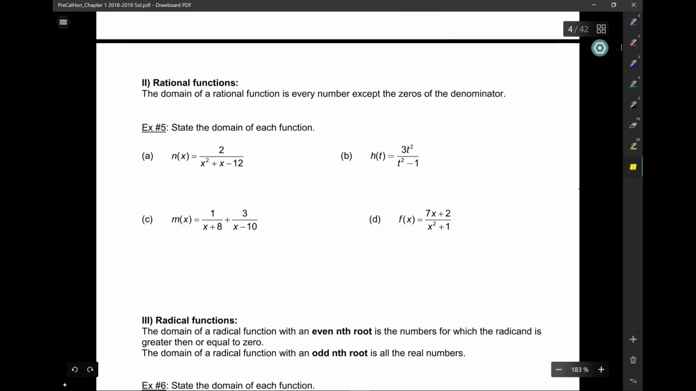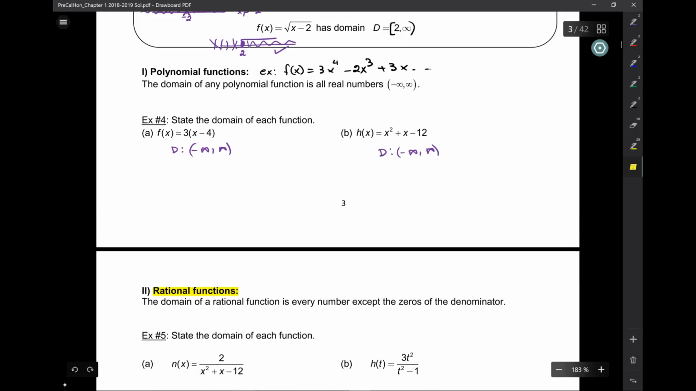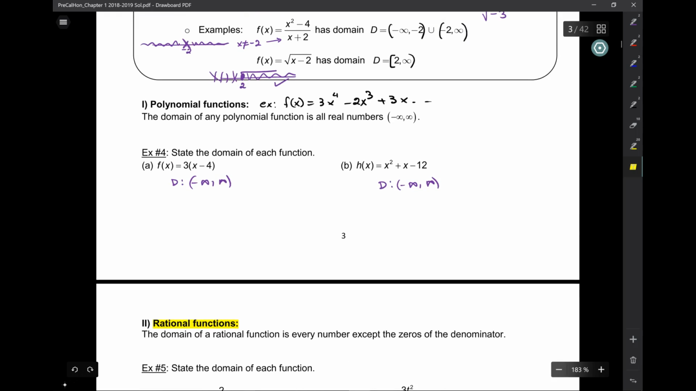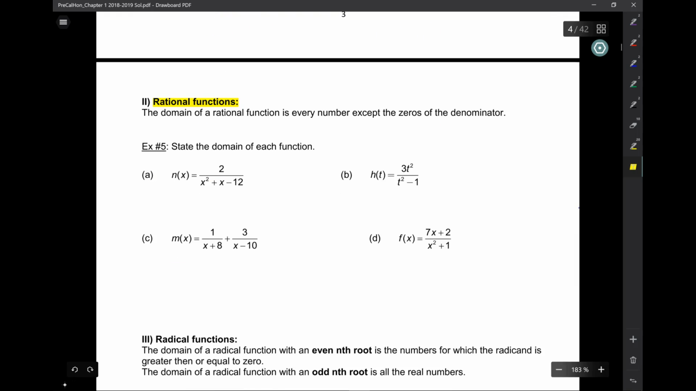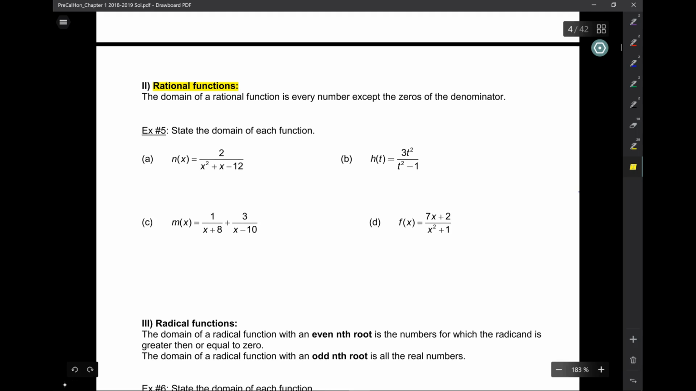Next is rational functions. For polynomials, all the exponents are zero or positive integers, so x to the 2, x to the 1, x to the 0 here. All right, next we have rational functions. This is where you have variables in the denominator.